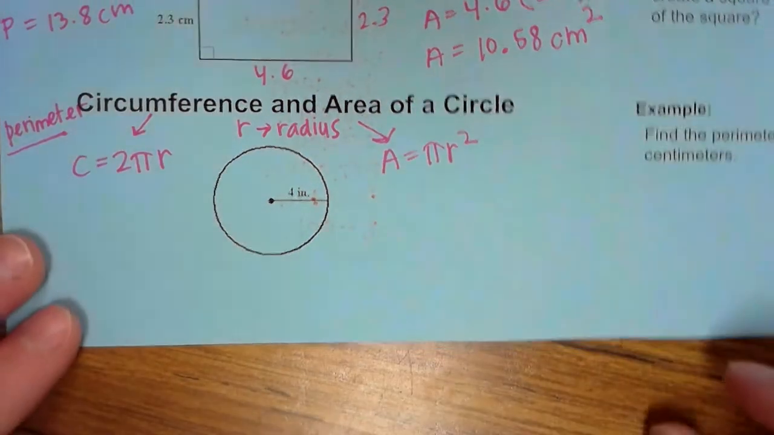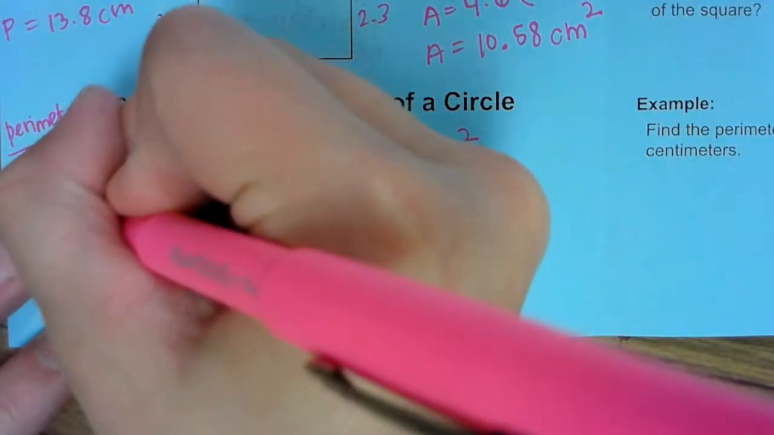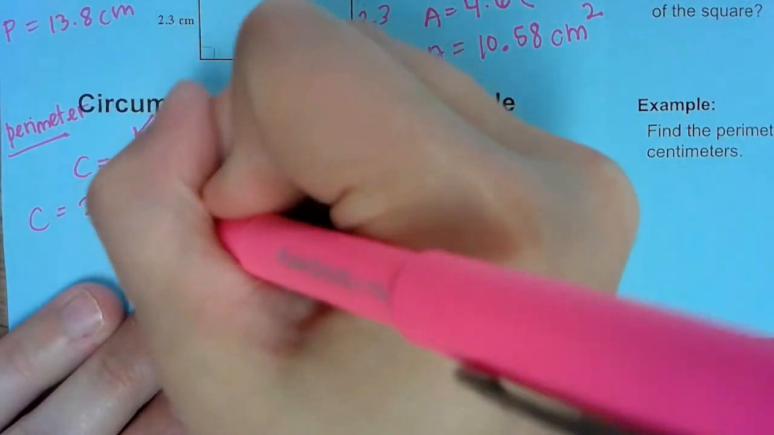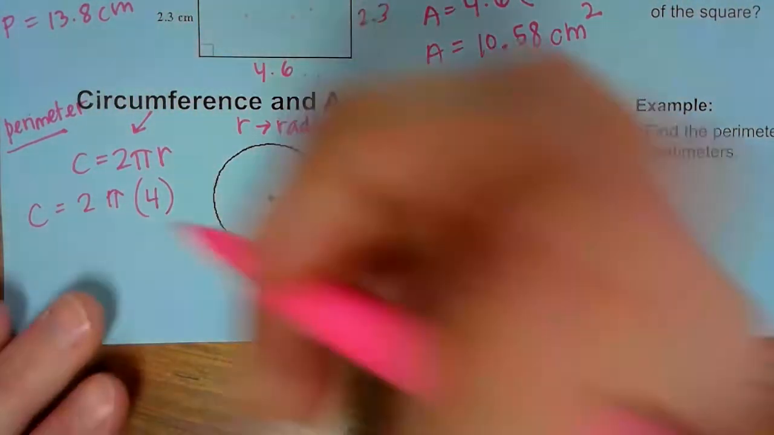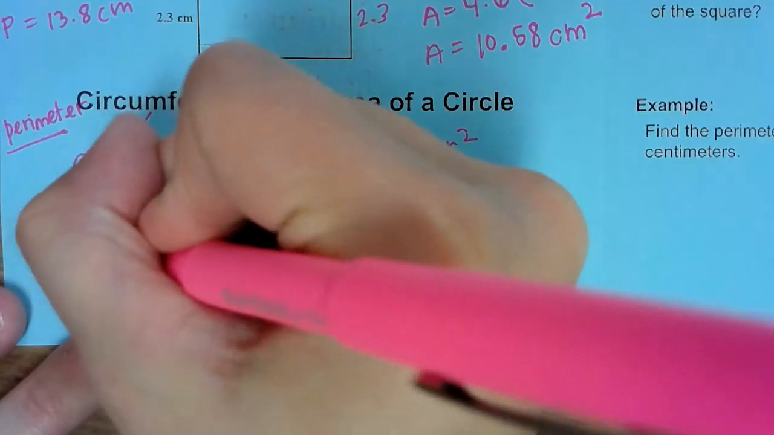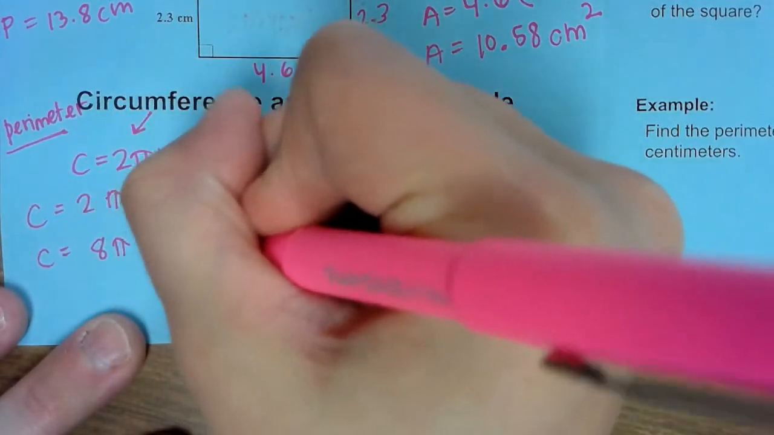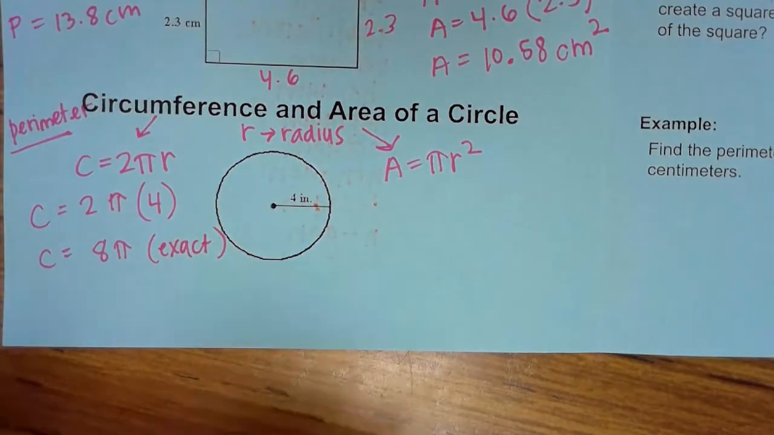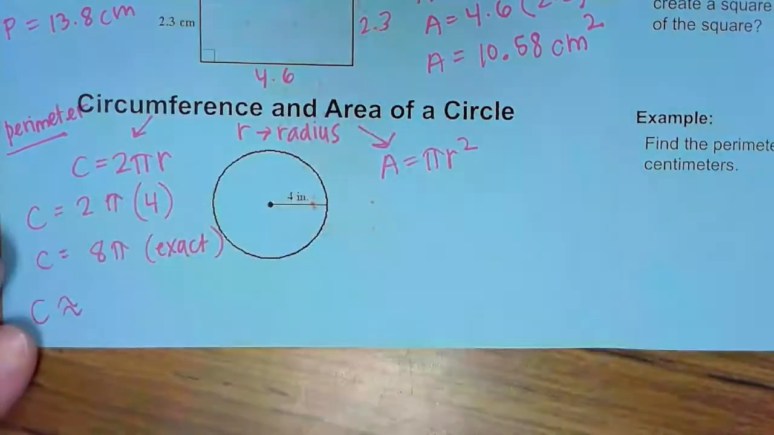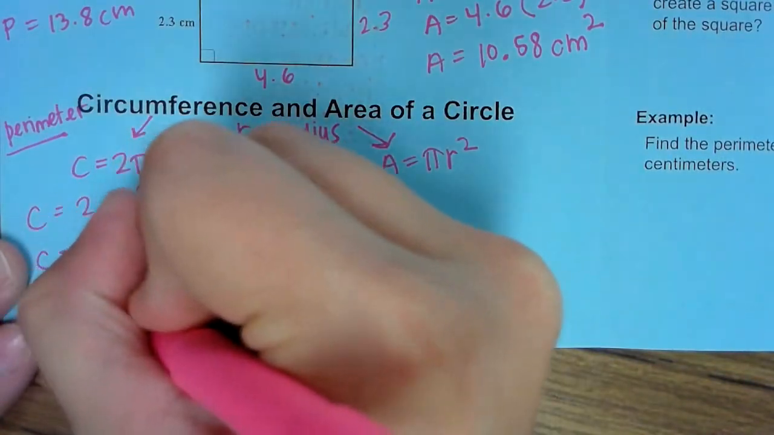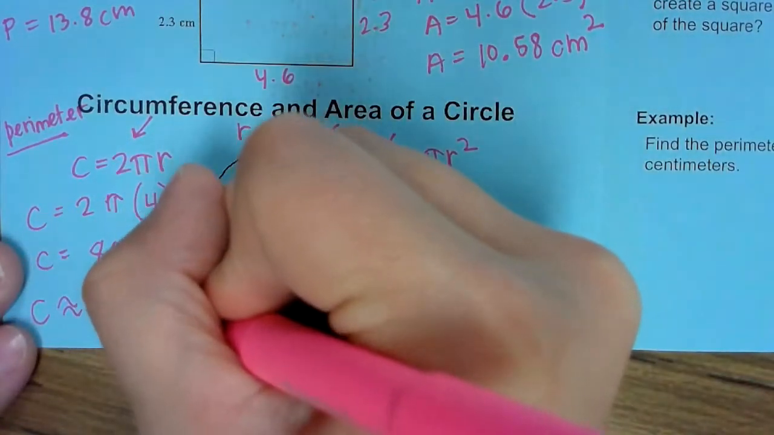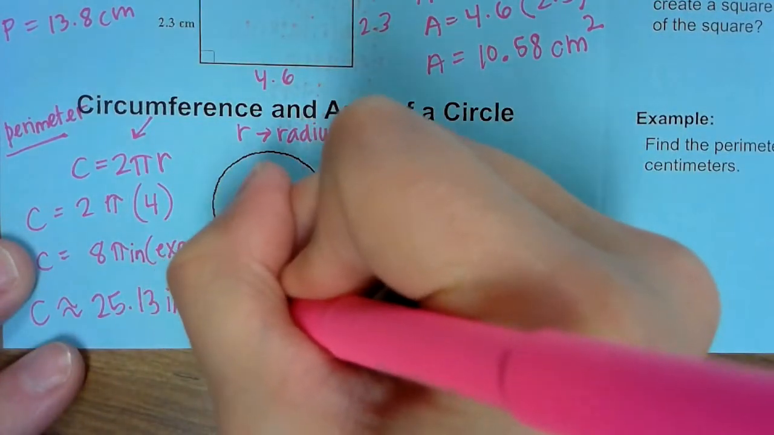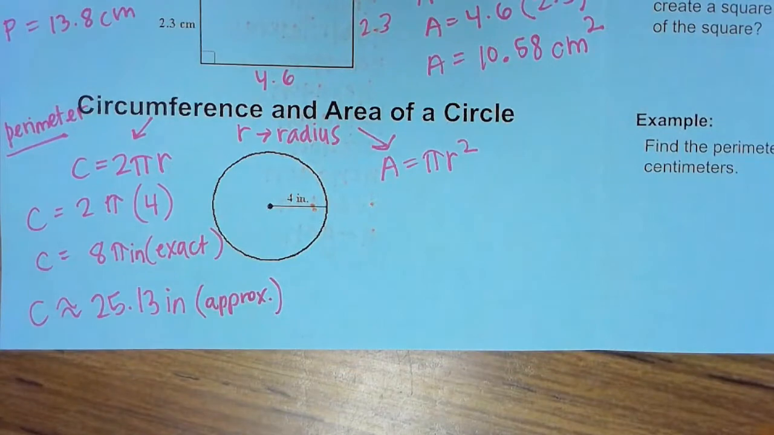All right, so let's work these real quick. The circumference is equal to 2 times pi times the radius, which is 4. So that gives me a circumference of 8 pi. If I ask you for an exact answer, 2 times 4 is 8 pi. Or if I ask you for the approximate or the rounded answer, it would be 25.13. I forgot my units. Inches. And that's your approximate or your rounded answer.